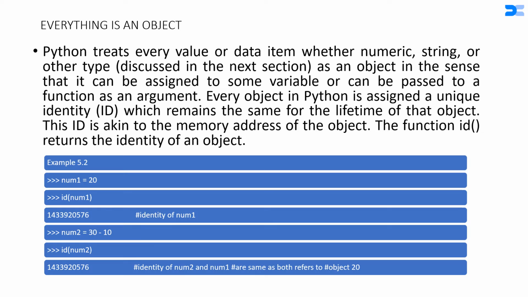Everything is an object. Python treats every value or data item, whether numeric, string, or other type, as an object in the sense that it can be assigned to some variable or can be passed to a function as an argument. Every object in Python is assigned a unique identity which remains the same for the lifetime of that object. This ID is akin to the memory address of the object. The function id() returns the identity of an object.